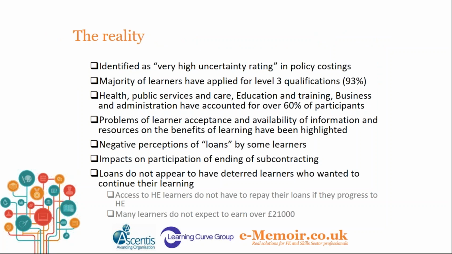Even in government policy costings in the Blue Book, when the government announced the increase in the loans facility up to 2020, it identified this as a very high uncertainty rating. In other words, there was an assumption that even though the rules have obviously created some issues and problems, we'd have been able to exploit this new source of funding to increase the number of learners. As I said, the other issue was that the loans facility was very much to increase the skills levels of the population. It has been mostly at level 3. Now, that in itself helps, but what we really wanted to see was more at level 4 to 6. When you look at the distribution of programs undertaken, you can see that health, public services, care, education and training and business and admin have really done well out of it.